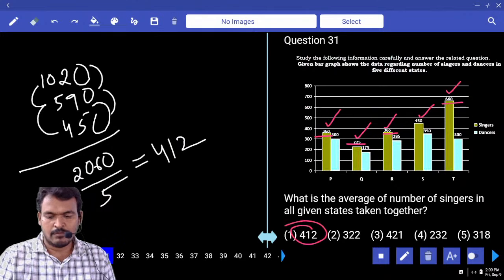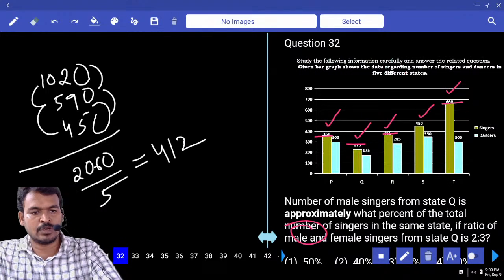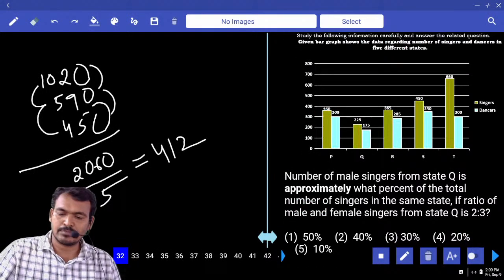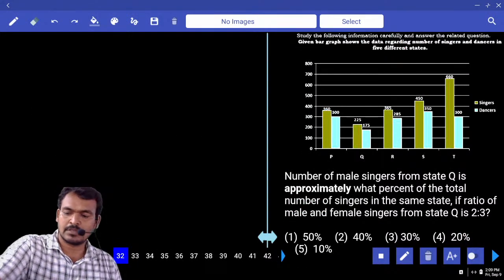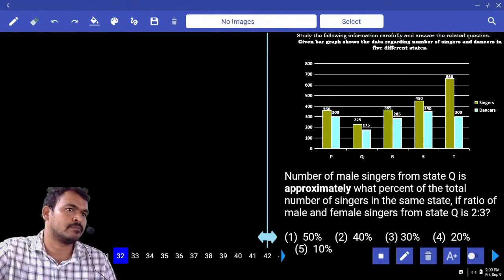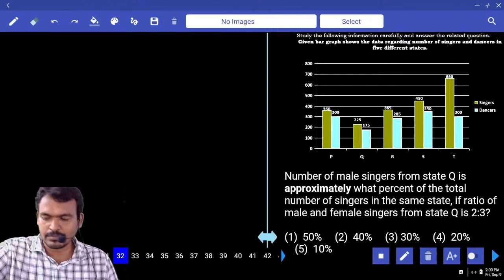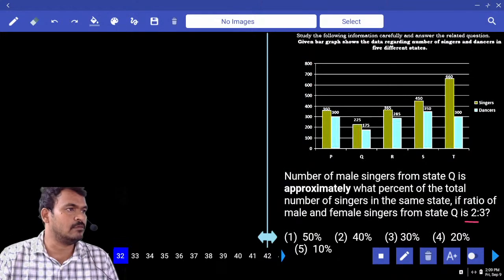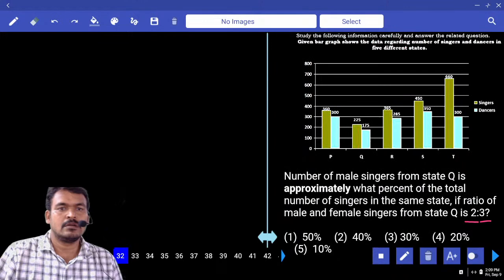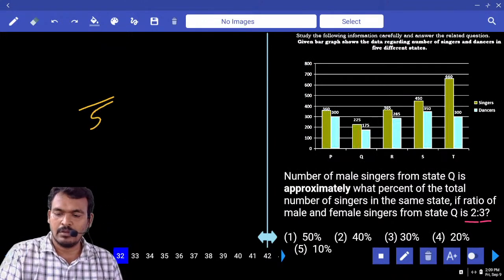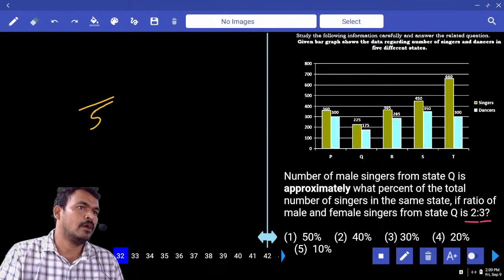Option first one. Question number 32. The number of male singers from state Q is approximately what percentage of the total number of singers in the same state? Same state. The ratio of male and female from state Q is how much? 2:3. Males is how many parts? Females, total 5 parts are there. Out of the 5 parts, which one do we require? Male percentage or female? Male percentage.